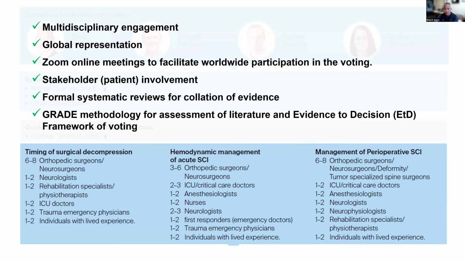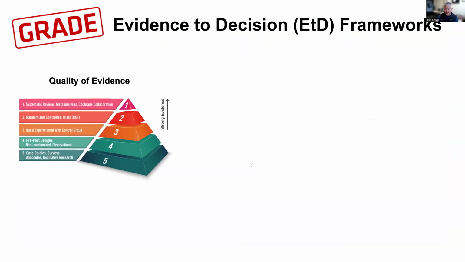We wanted it to be global in its representation. We took advantage of the fact that everybody was using Zoom at that stage when we undertook this. And we used the GRADE methodology for assessing the literature and then applied the evidence to decision framework of voting. I think this bears some discussion because, when you think about recommendations in the past, you think, well, what's the quality of evidence? How strong is the evidence out there for making a clinical decision? Do we have good randomized controlled trials?